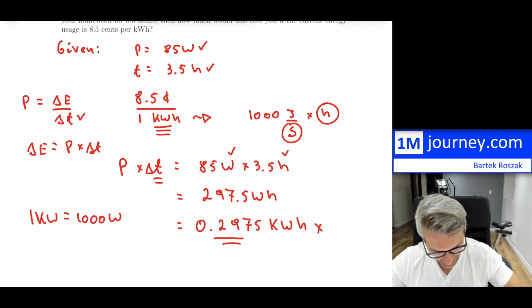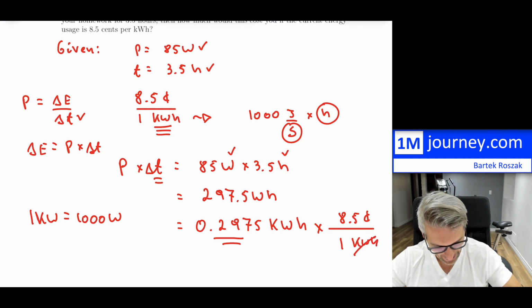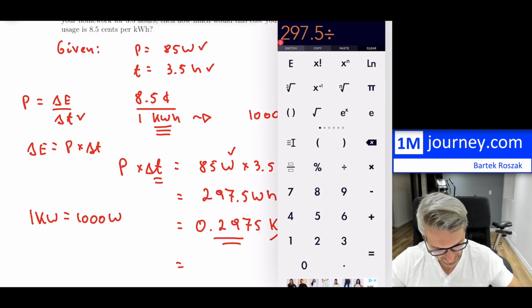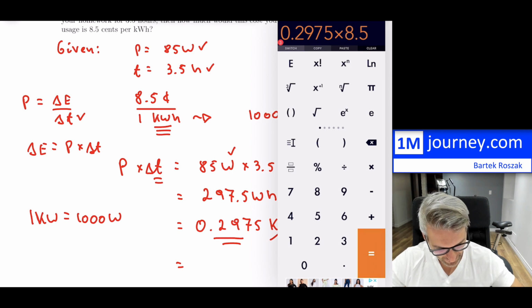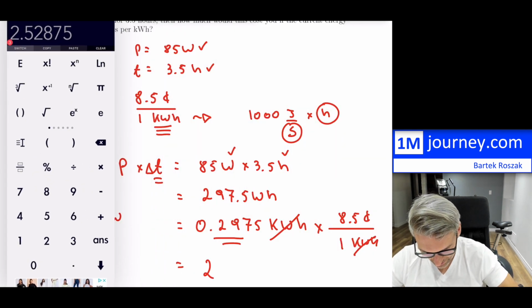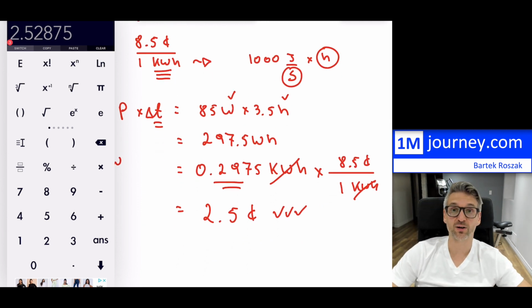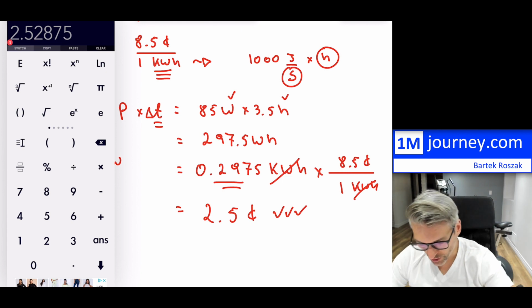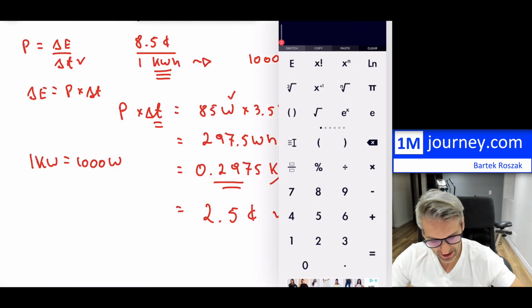And now from here, I can multiply this because it's 8.5 cents for every 1 kilowatt hour. And that now cancels, and I can find out exactly. So let me take this answer times 8.5. It's going to be a few cents, so about 2.5 cents. So it's not going to cost you too much. But if you have billions of laptops running all the time, it starts to add up, right? So there you go. That's what you actually have right there.